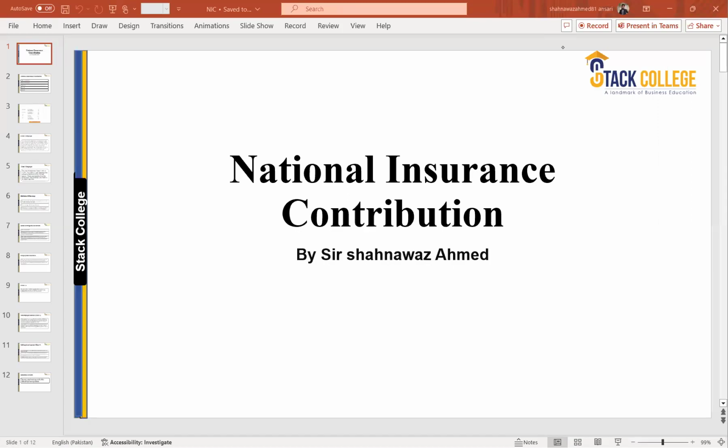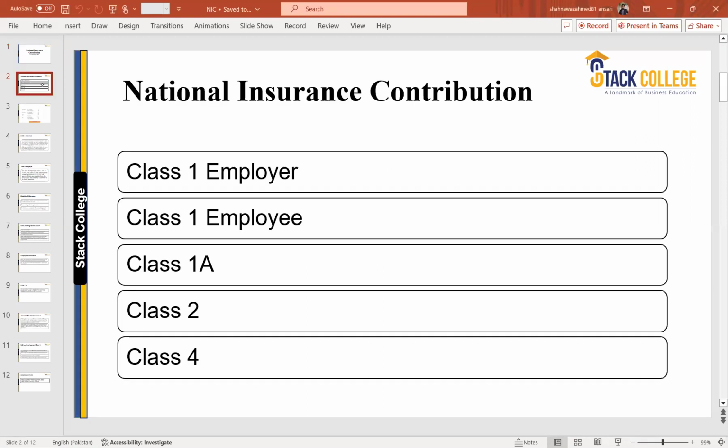Now let's discuss national insurance contribution. First of all, there are five types of national insurance contribution. First one is class 1 employer, and second one is class 1 employee. This class 1 employer is the responsibility of the employer to pay. Similarly, this class 1 employee is the responsibility of the employee to pay.